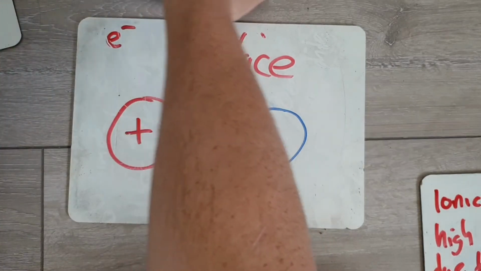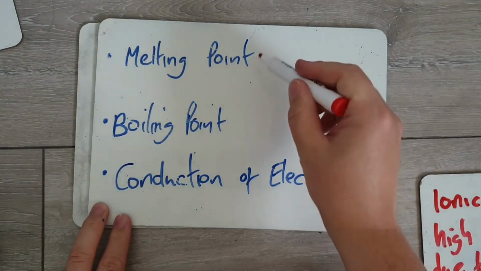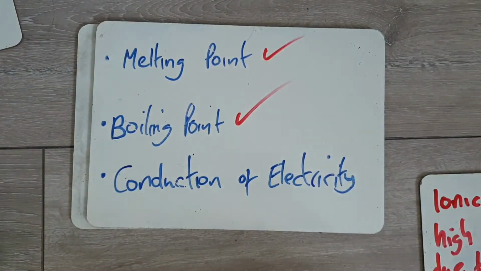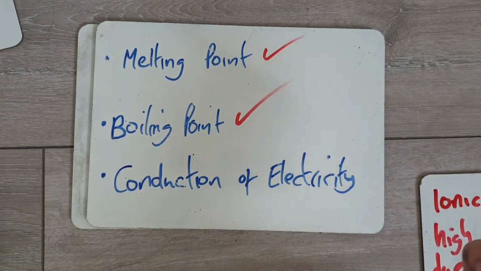So if we go back to, so that means the first 2 points, the explanation for those is exactly the same, and we've covered that. Both high due to the strong electrostatic forces between oppositely charged ions. It's worth just rehearsing that sentence and getting that sentence committed to memory.